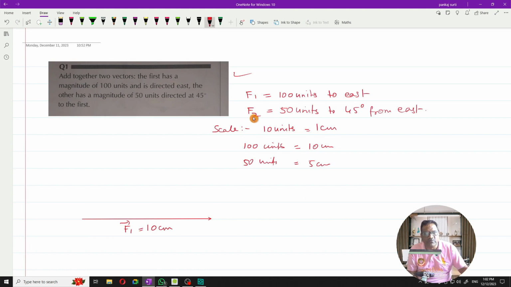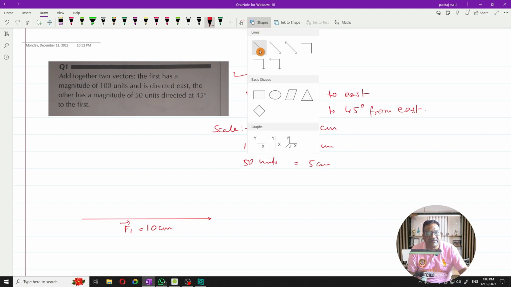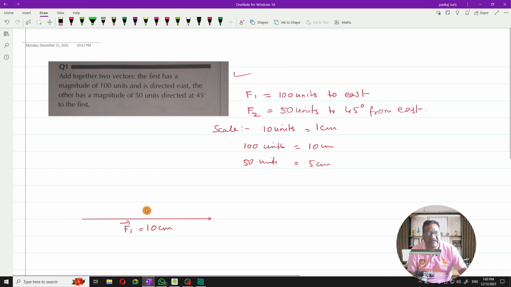Fine, so that is vector F1. Now F2 should be at 45 degrees from east, at 45 degrees to the first one. Okay, the second one is at 45 degrees to the first one. So from here, I'll measure 45 degrees and I'll draw another vector with the protractor, which I will be doing on the graph paper. Right now I'll show you just roughly what I'm going to do.